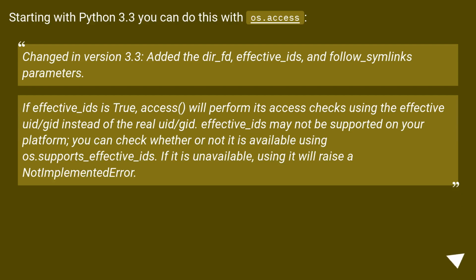Starting with Python 3.3 you can do this with os.access. Changed in version 3.3, added the dir_fd, effective_ids, and follow_symlinks parameters. If effective_ids is true, access will perform its access checks using the effective UID/GID instead of the real UID/GID. Effective_ids may not be supported on your platform. You can check whether or not it is available using os.supports_effective_ids. If it is unavailable, using it will raise a NotImplementedError.